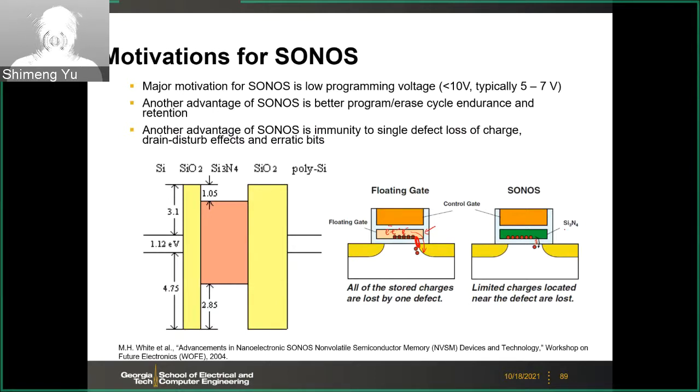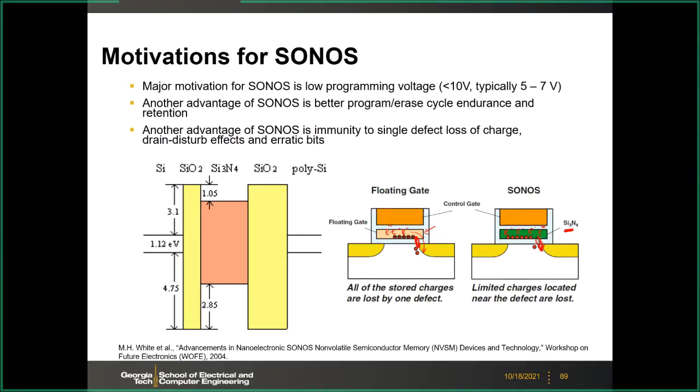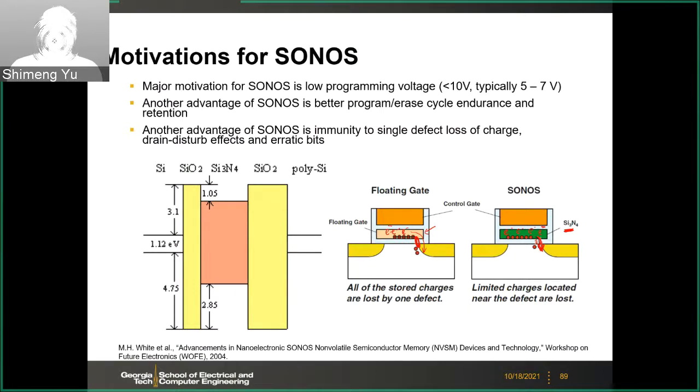But for the silicon nitride, this is more like a semiconductor or like an insulator. So the electrons are locally trapped in the nitride layer. If you have a leakage path, the electrons in here will leak out, but other electrons will not move because the silicon nitride is not conductive. So you only have the localized leakage in the charge trapping layer. If you lose one electron, then you lose one electron. You won't lose all of them.